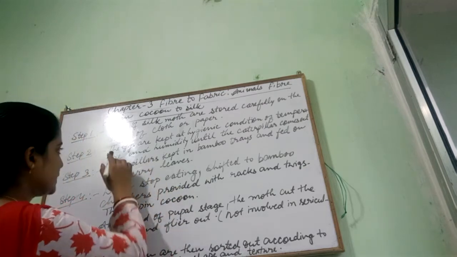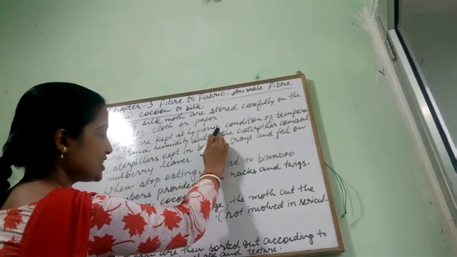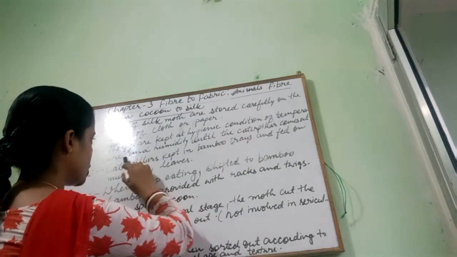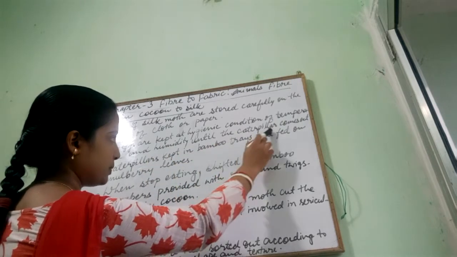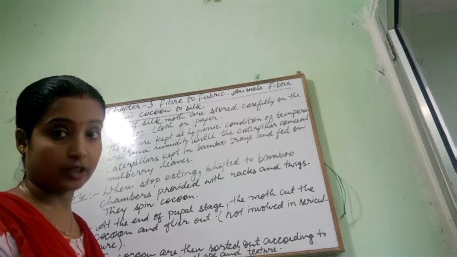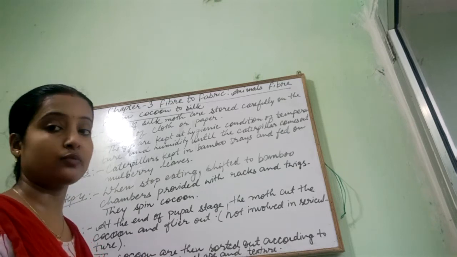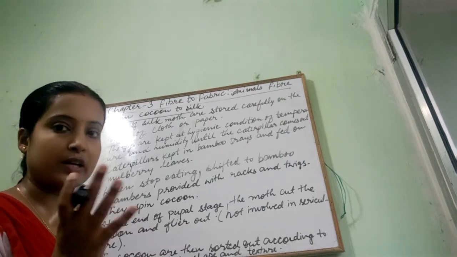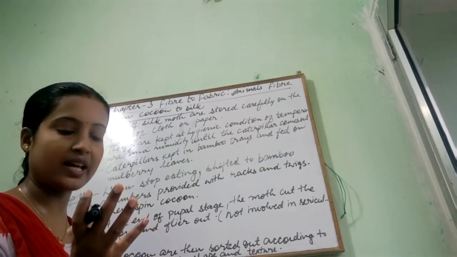Second step, the eggs are kept in hygienic conditions of temperature and humidity until the caterpillar comes out. So the farmers who are doing sericulture keep the eggs in very hygienic conditions.